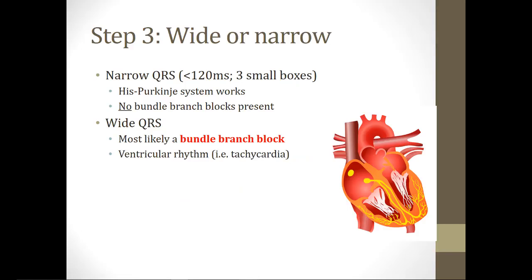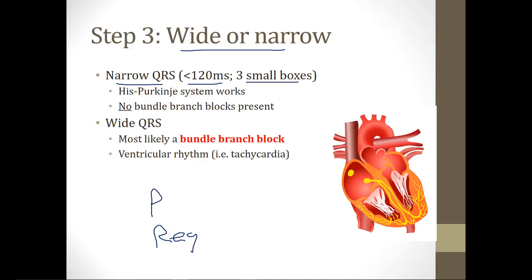So step 1 when you look at an EKG is to decide whether the P waves are present. Step 2 is to decide whether or not you think the rhythm is regular. Step 3 is to then decide whether or not the QRS complex is wide or narrow. A normal or narrow QRS complex is less than 120 milliseconds on the ECG, or 3 small boxes.